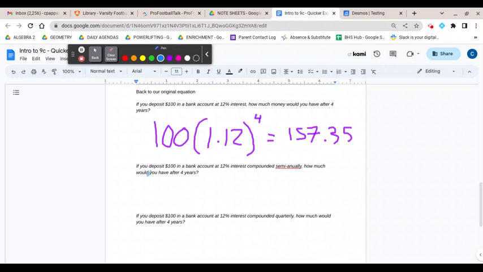All right, now let's say we deposit $100 in a bank account at 12% interest compounded semi-annually. Okay, semi-annually is twice per year. So semi-annually we need to branch this off here, and so we have our 12% interest of 0.12, but it's compounded twice a year. So we're going to divide that by 2, and so our actual rate is going to be 0.06.